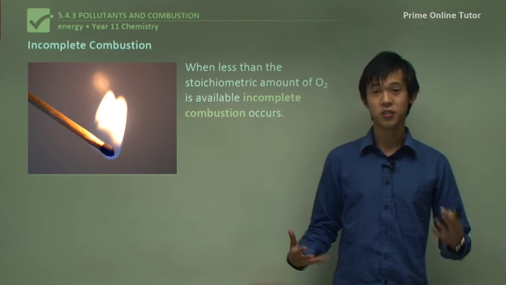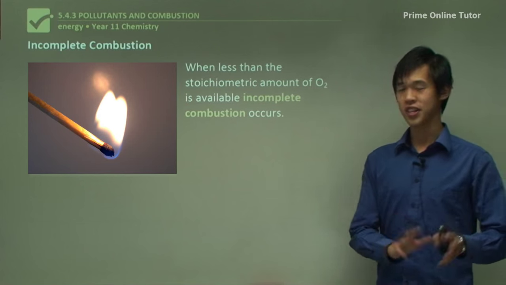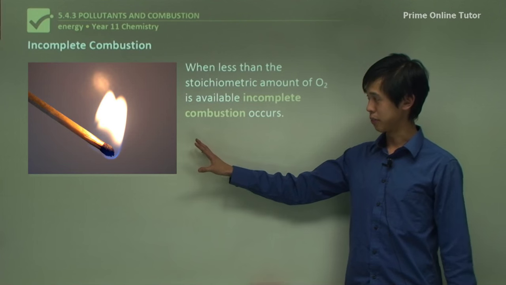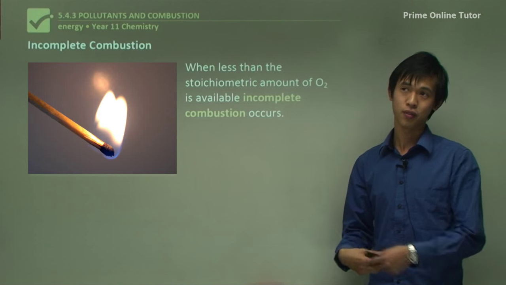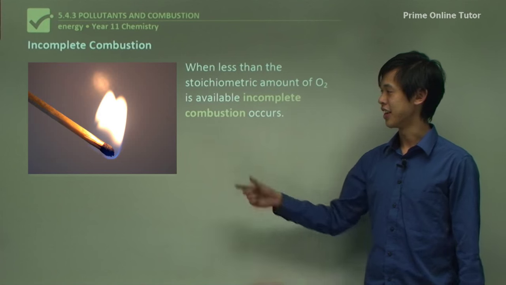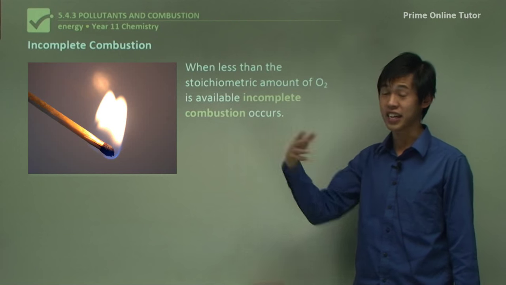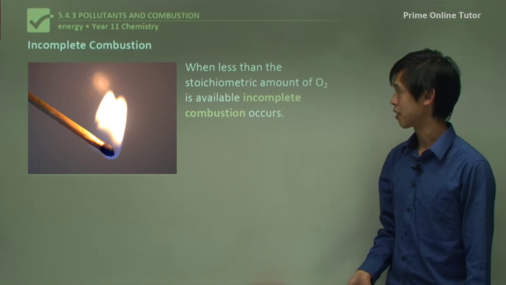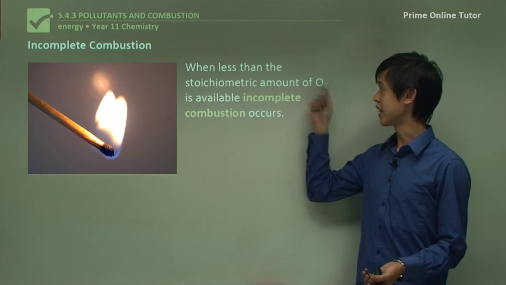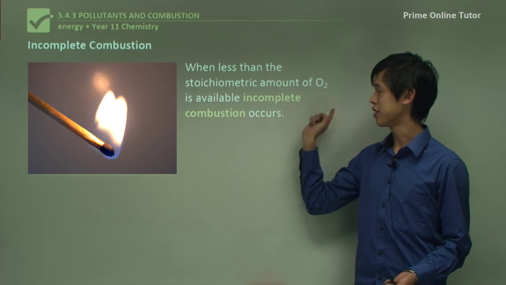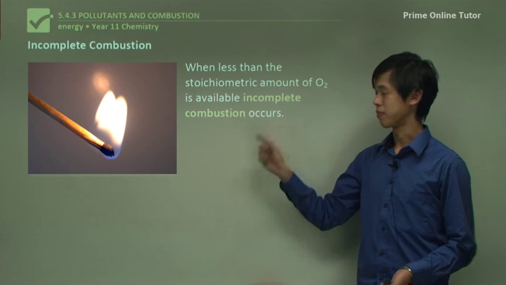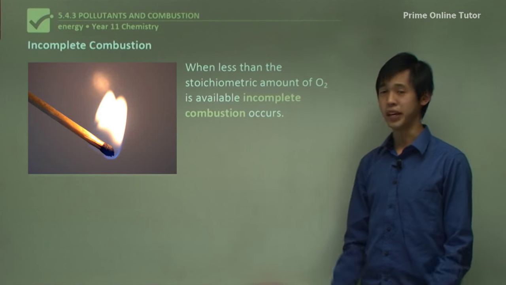Now, we'll move on to incomplete combustion, which is the focus of today's lesson. And here is a version of incomplete combustion in a match. So you've all hopefully seen what a match does at some point. I'm sure you have. And it's actually an incomplete combustion situation. So it occurs when there's less than the stoichiometric amount of oxygen available in a system. So that's when incomplete combustion occurs.